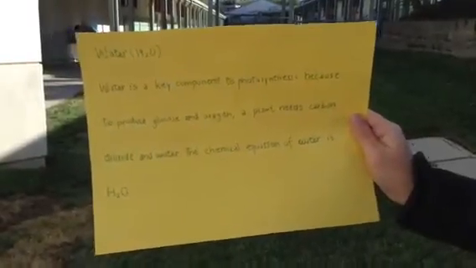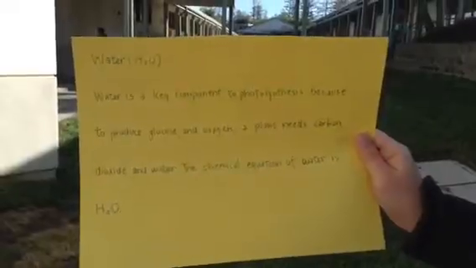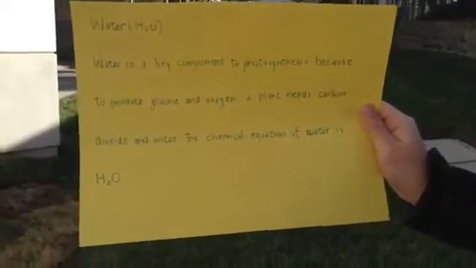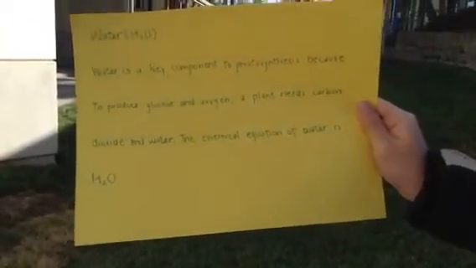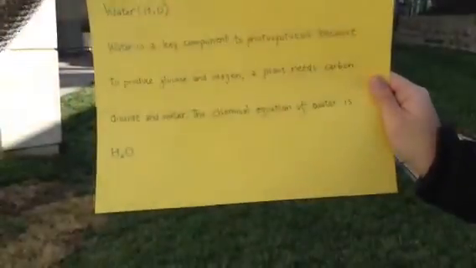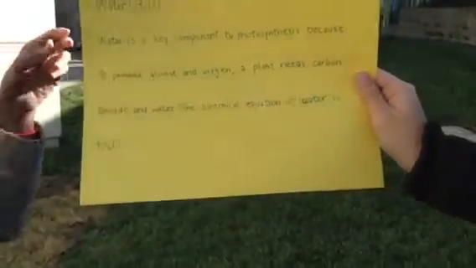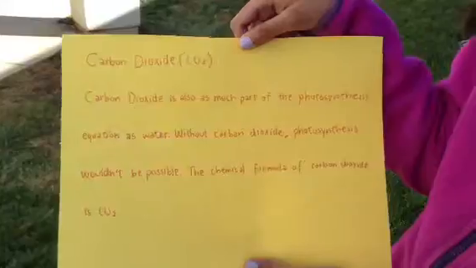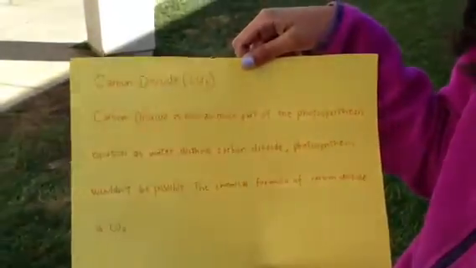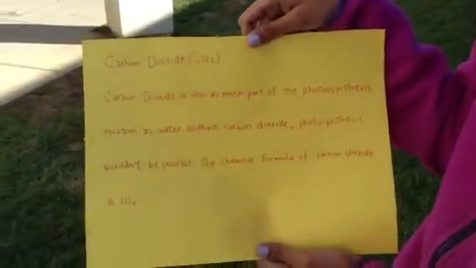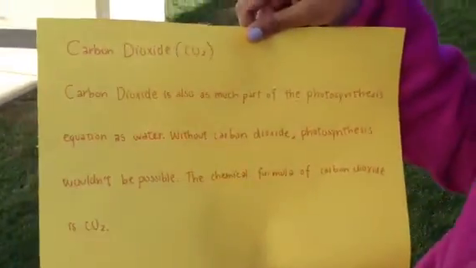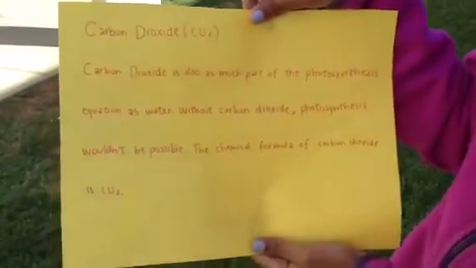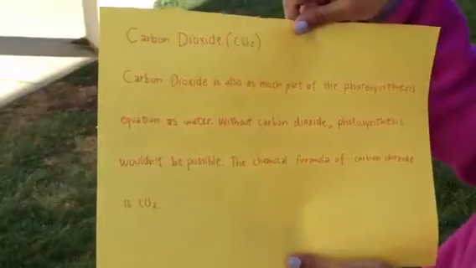Water is a key component to photosynthesis because to produce glucose and oxygen, a plant needs carbon dioxide and water. The chemical formula of water is H2O. Carbon dioxide is as much a part of the photosynthesis equation as water. Without carbon dioxide, photosynthesis wouldn't be possible. The chemical formula of carbon dioxide is CO2.